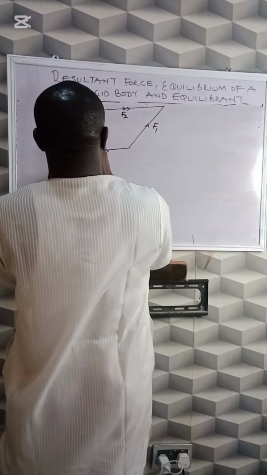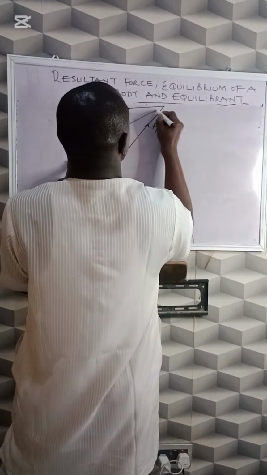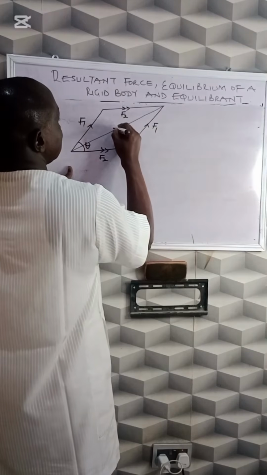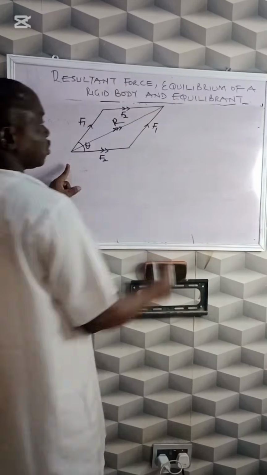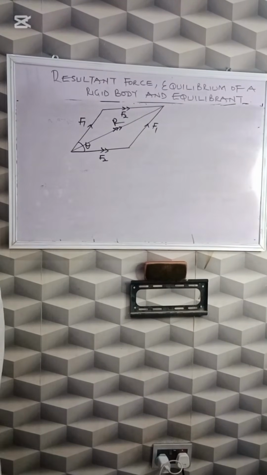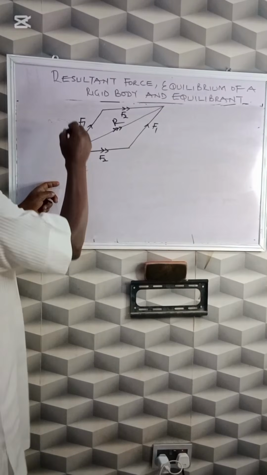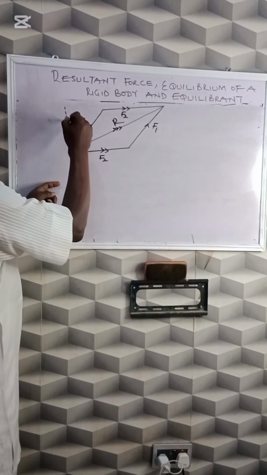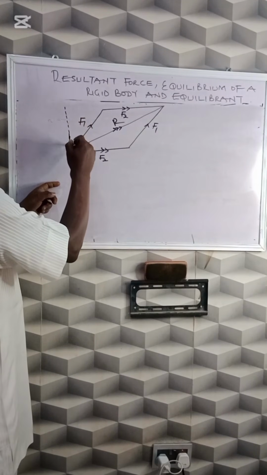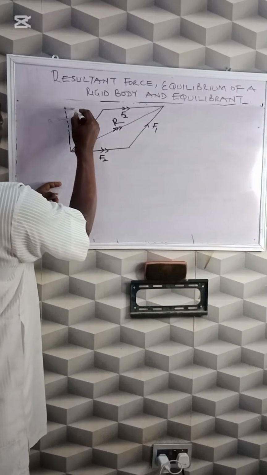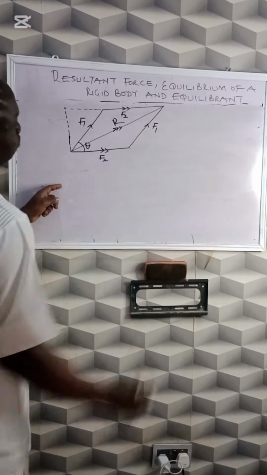Then the longer diagonal here represents the resultant force. That's the rule. So after that, produce this down, join it here. That's a straight line.